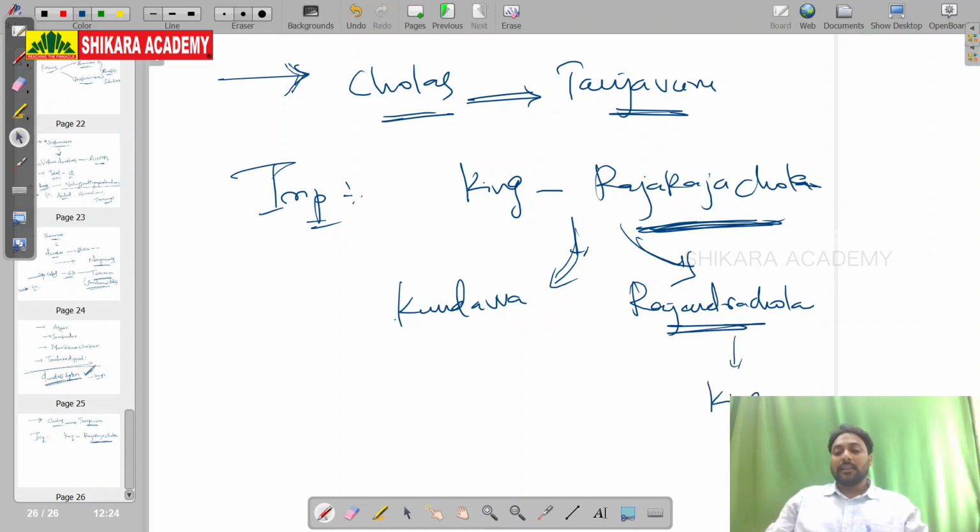Rajendra Chola is the next king after Rajaraja Chola. Kundava got married to Vimaladitya, a Telugu person. Vimaladitya is a Vengi Chalukya ruler.